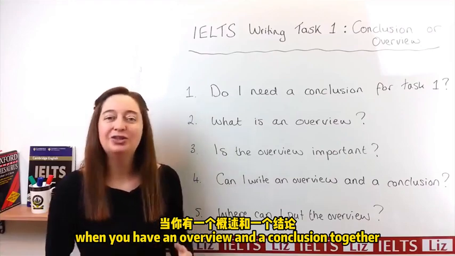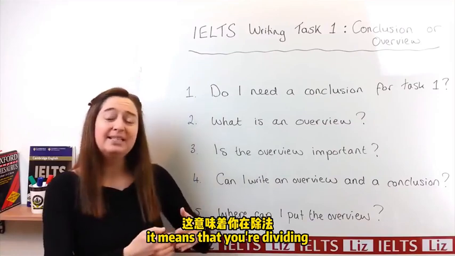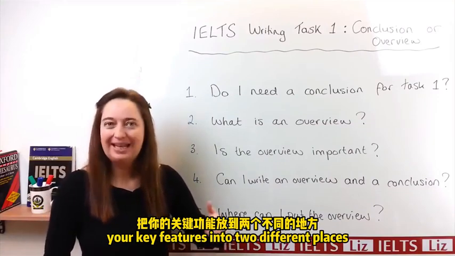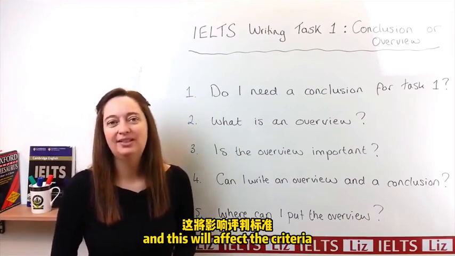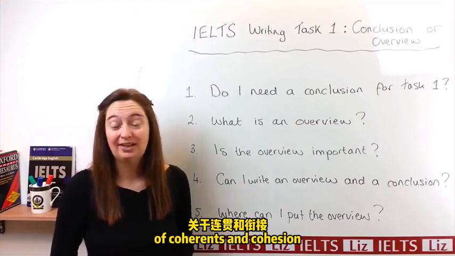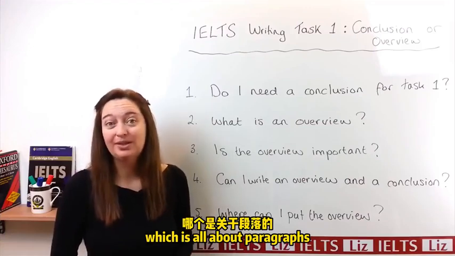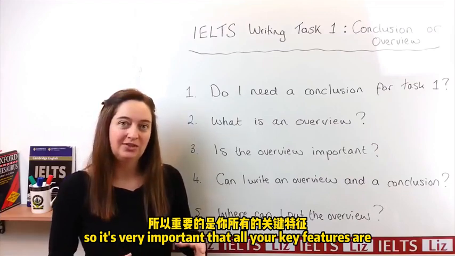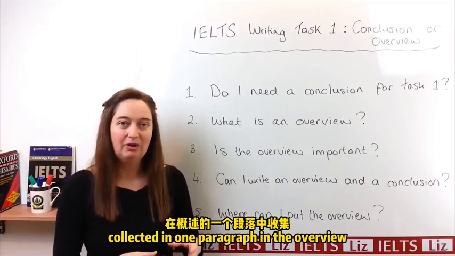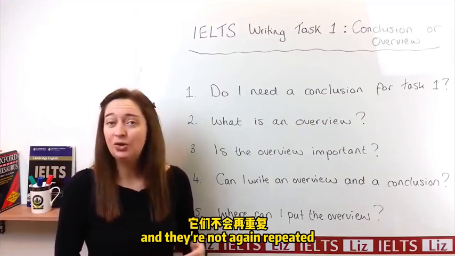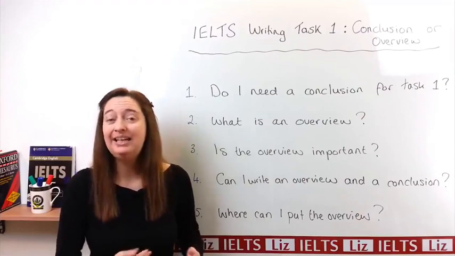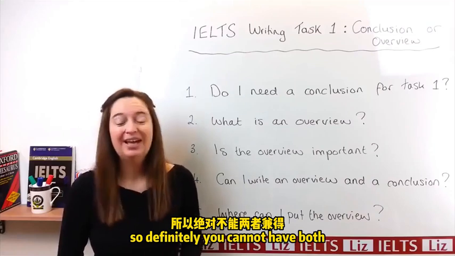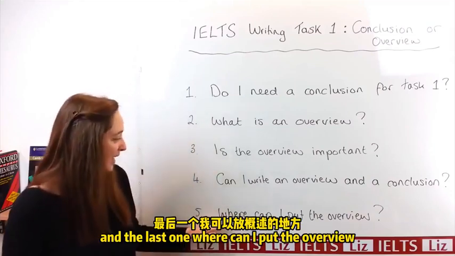Also, when you have an overview and a conclusion together, it means that you're dividing your key features into 2 different places. And this will affect the criteria of coherence and cohesion, which is all about paragraphs. So it's very important that all your key features are collected in one paragraph in the overview and they're not again repeated anywhere else in that report. So definitely you cannot have both.